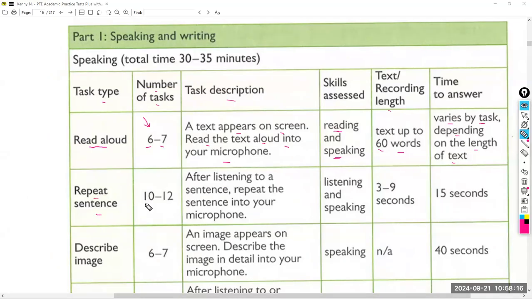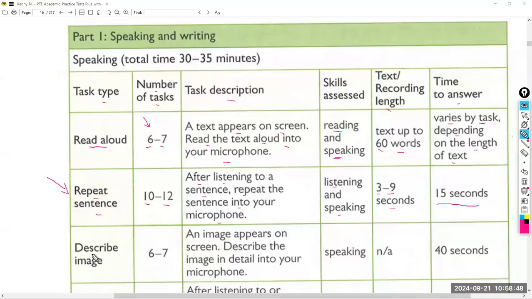And the number of times is from 10 to 12 times. Now, the description is that after listening to a sentence, I have to repeat the sentence into my microphone. Now, absolutely, it is about listening and speaking. Now, the length is about 3 to 9 seconds. And absolutely, the time is 15 seconds to be able to repeat the sentence.